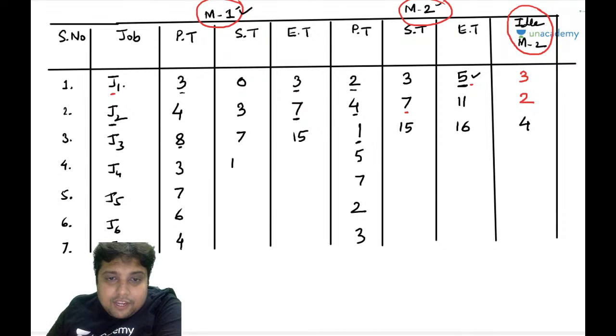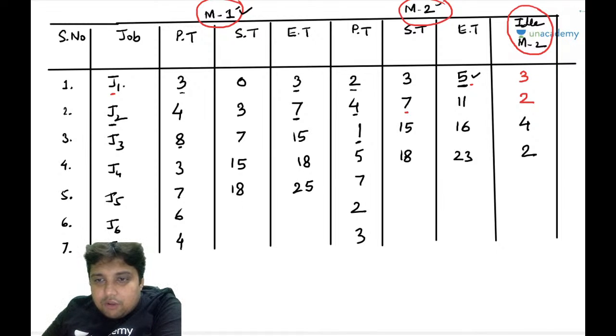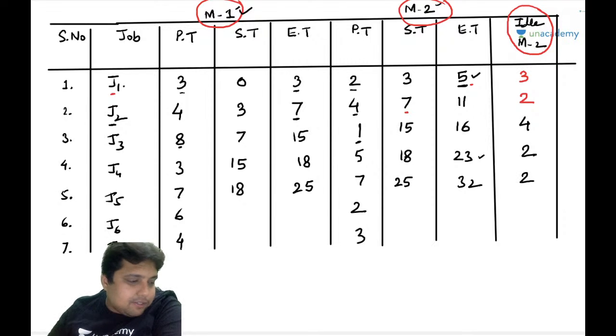So this will be 15 plus 3, 18. The machine was free on the 16th minute, but the job came on the 18th. So 18 plus 5, 23. Again 2 minutes of idle time. Next it will again start on 18 plus 7, 25. Guys, you can see the machine is free on the 23rd minute, but the job came late, at 25 minutes, plus 7, that is 32. So again there is an idle time of 2 minutes. Now for this job it will start on the 25th minute.